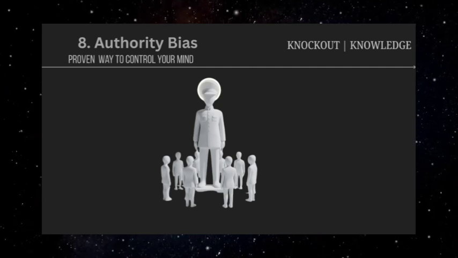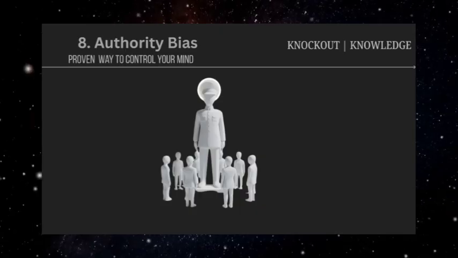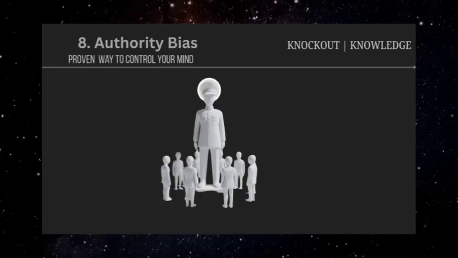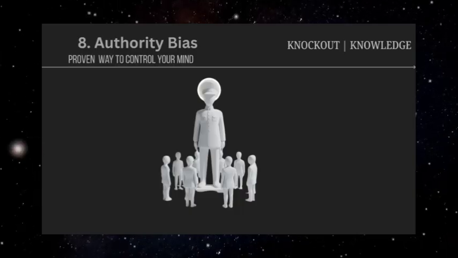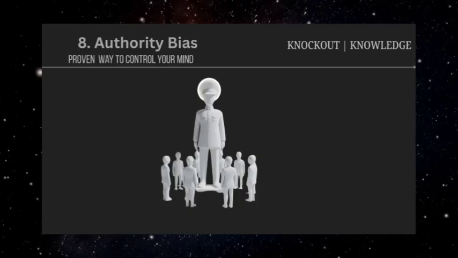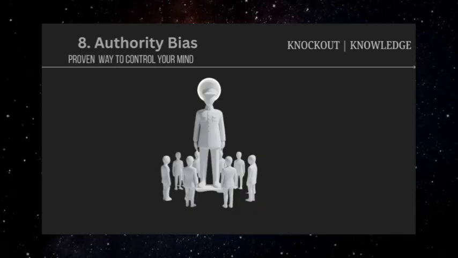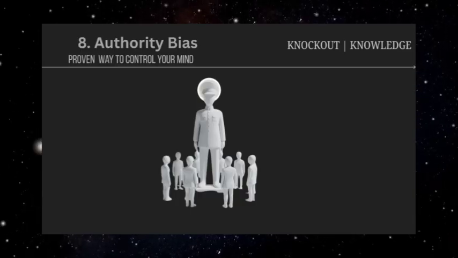Number nine: Future pacing. Get someone to imagine themselves following your advice. Future pacing is a psychological technique that involves guiding someone to visualize themselves in a future scenario where they've already taken the action you want them to take. Instead of directly arguing for a decision or trying to convince through logic, the manipulator helps the target mentally rehearse the desired outcome, making it feel familiar, achievable, and appealing.